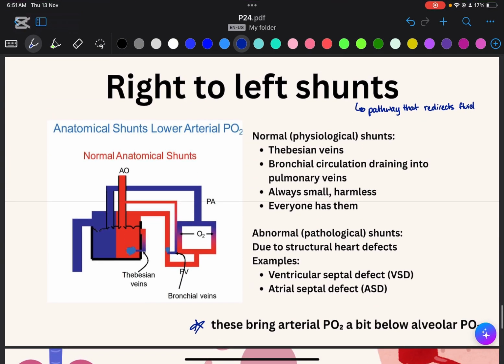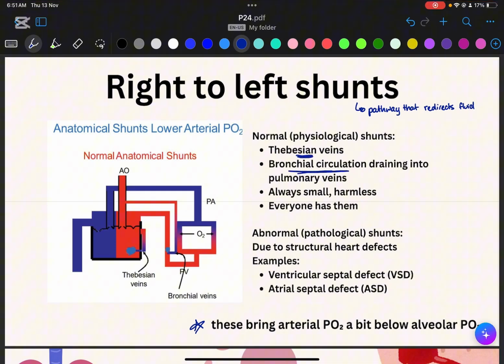Now, the last slide, the final slide, we have right to left shunts. So what's a shunt? It's just a pathway that redirects fluid. We have normal shunts, and then we have abnormal shunts. The normal ones are the physiological shunts that everyone has, like the Thebesian veins and the bronchial circulation.